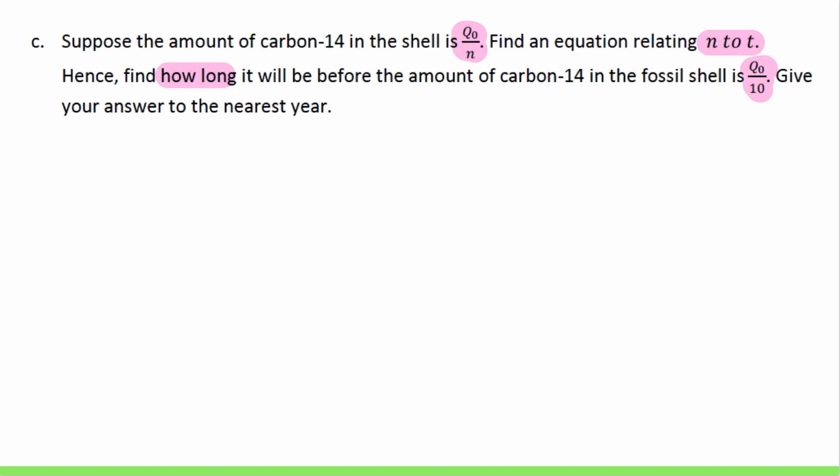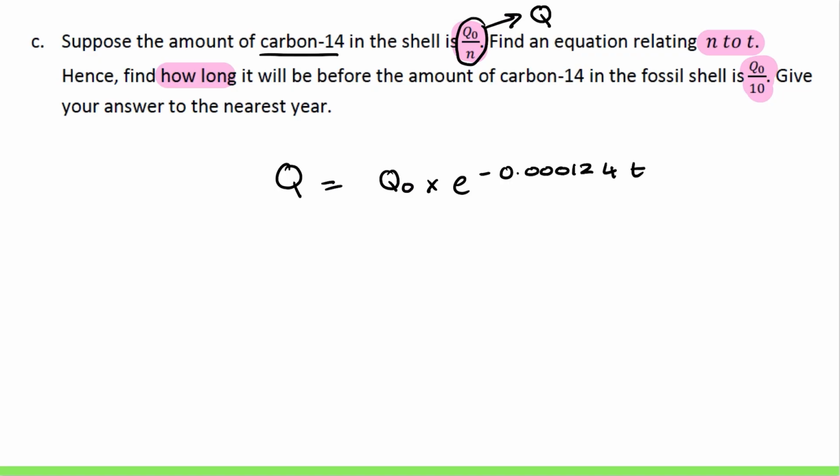Now, it says, suppose the amount of carbon-14 in the shell is Q0 on N. We know that the amount of carbon-14 at any one time is Q. So that value there, Q0 on N, actually just represents Q in this case. So we'll start off by writing out our equation like this. And what they've told us is that at any particular time, the amount of carbon-14 that we have, so Q, is Q0 on N.